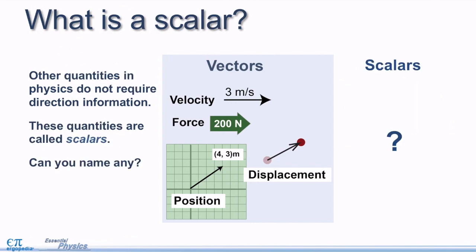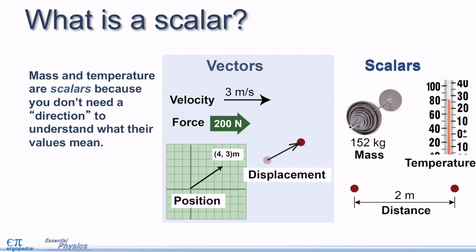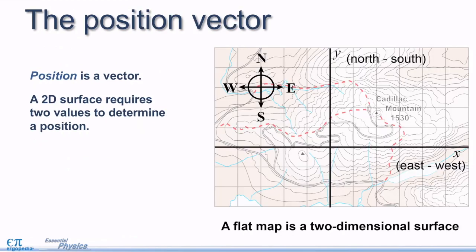On the other hand, we have scalars. So scalar quantities are quantities that do not require direction. These are things like mass or temperature or distance. We can stick to just a value and a unit. So position is a vector. If we have a 2D surface, we need 2 values to help us determine the position because direction matters.